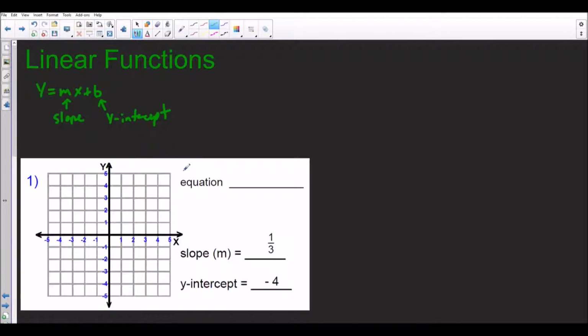Okay, the y-intercept is the point on the y-axis where it crosses. So this one's y-intercept is -4, so it crosses right there. That's where the line is going to cross the y-axis.